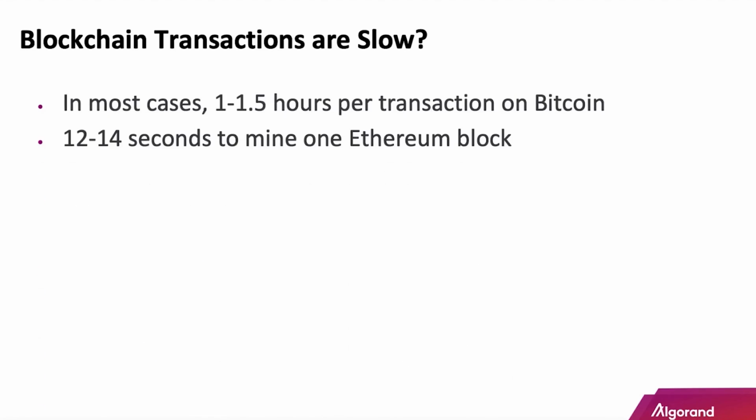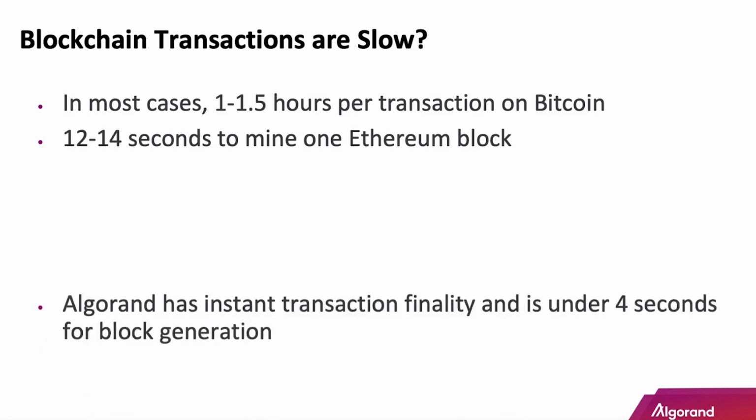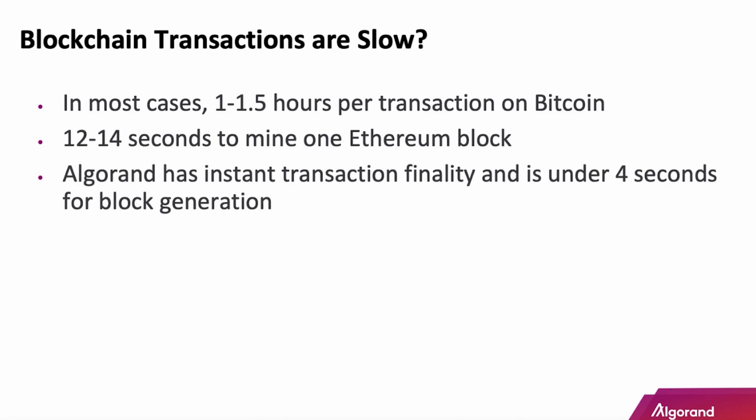Blockchain transactions are slow. Well, in most cases, 1 to 1.5 hours per transaction on Bitcoin. 12 to 14 seconds to mine one Ethereum block, and that's even the case with the new Ethereum. It's still like 12 seconds is what they're seeing. With Algorand, it's under 4 seconds, and you have instant transaction finality. So that really lends itself very nicely to point-of-sale transactions.